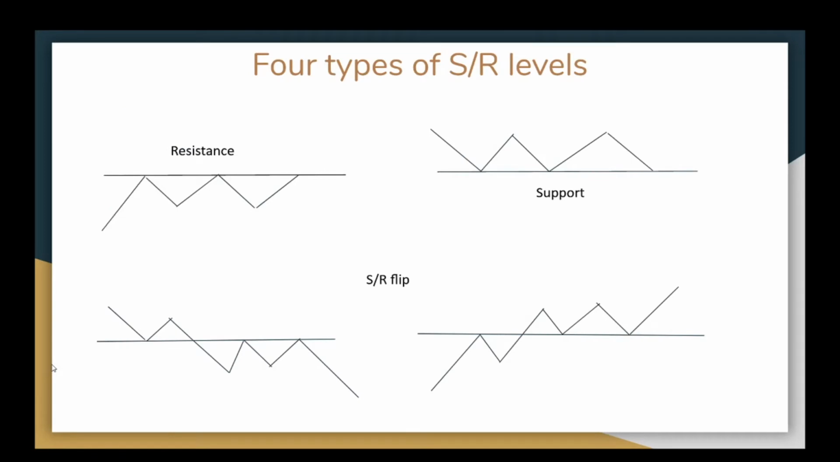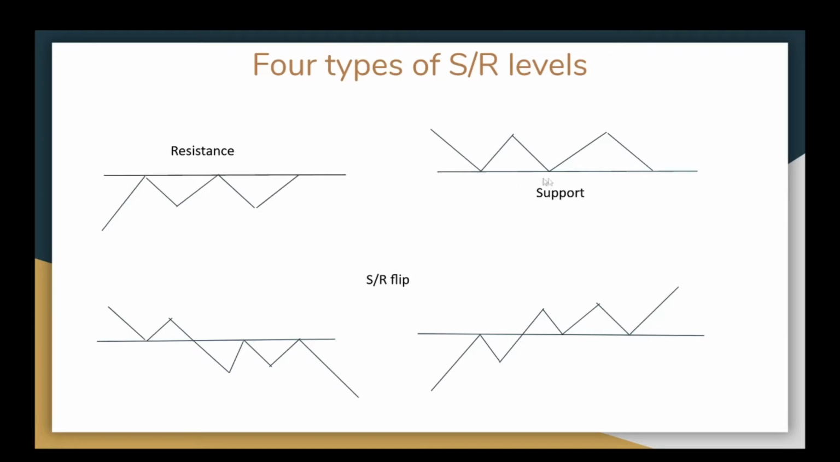So there's 4 types of support and resistance levels. The first one, as you can see to the upper left here, is resistance. Resistance is an area where price finds resistance and struggles to get above, right? So you've got sellers here trying to keep price from getting above this area. And when you have enough sellers so the price keeps bouncing down and never really gets above, that's your resistance area.